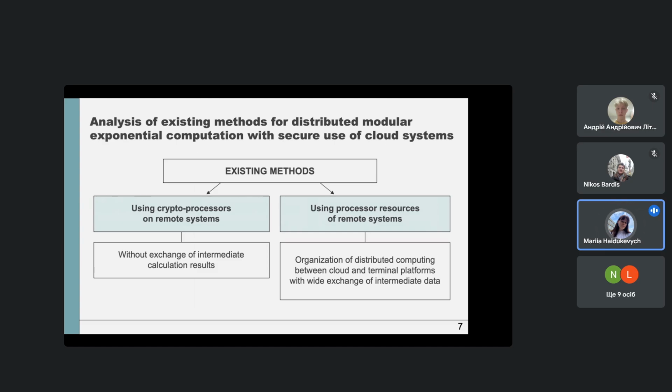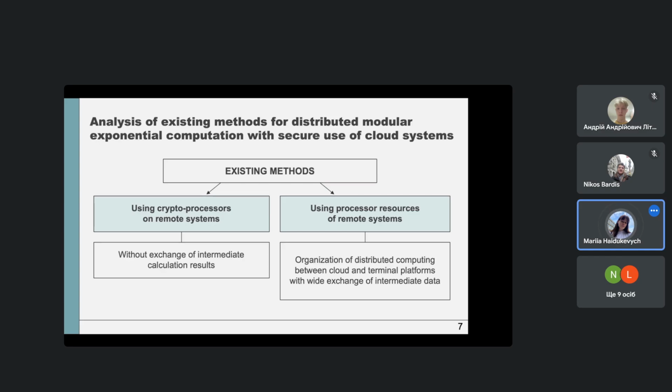All existing solutions based on the involvement of cloud systems in the calculation of the modular exponent on a terminal microcontroller can be divided into two groups, as shown on slide 7. The first of these consists of methods that use the capabilities of remote crypto processors. Such solutions are characterized by high speed with the impossibility of obtaining intermediate results, which prevents the effective organization of distributed computing between the terminal and remote platforms.